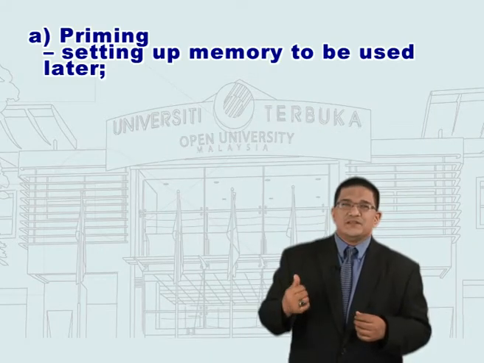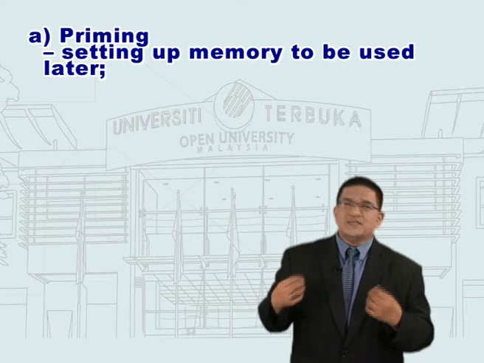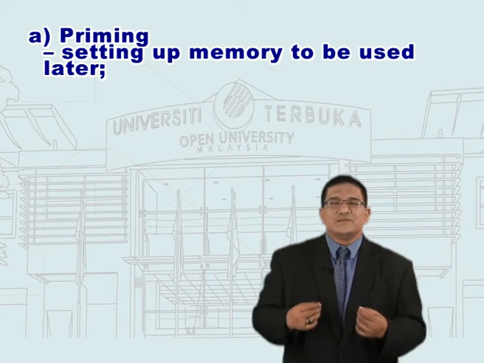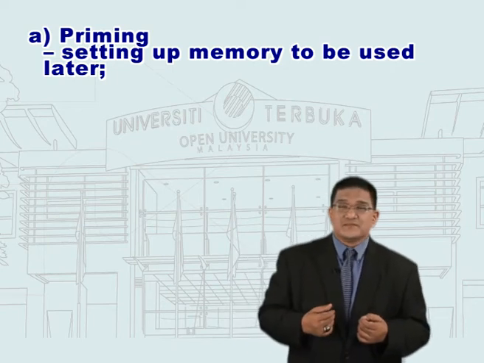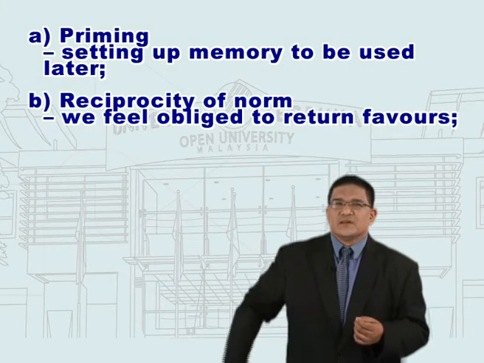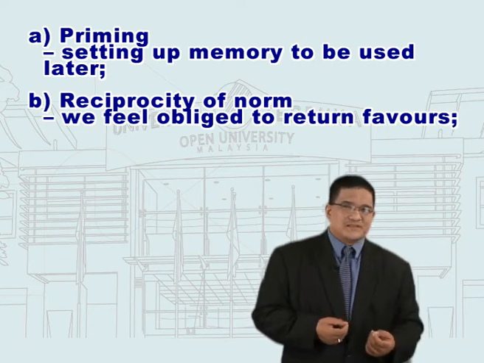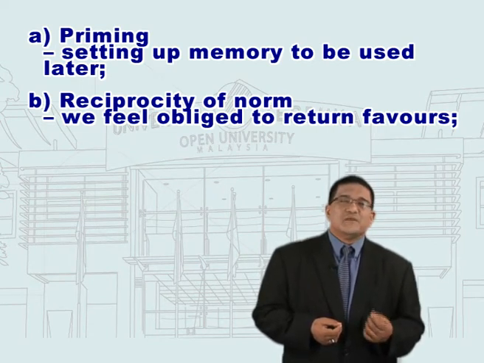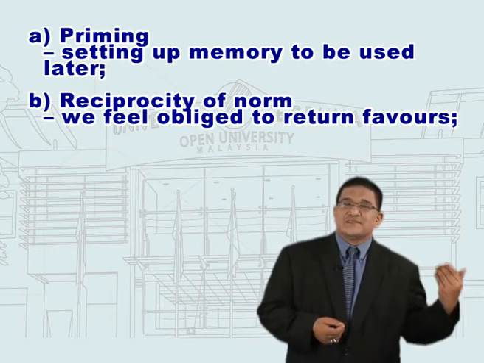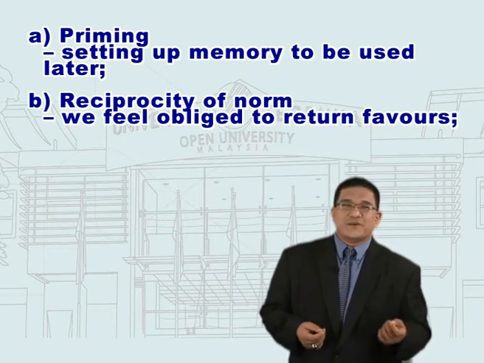When you're talking about persuasion, there are factors important in persuasion. A, priming. Setting up memory use later. This is when you feed the person information that you will use later to help them change their minds. And B, reciprocity of norm. So you do something nice to the other person, and the person will feel obliged to do something nice to you. Sometimes we call this, I scratch your back, you scratch my back.